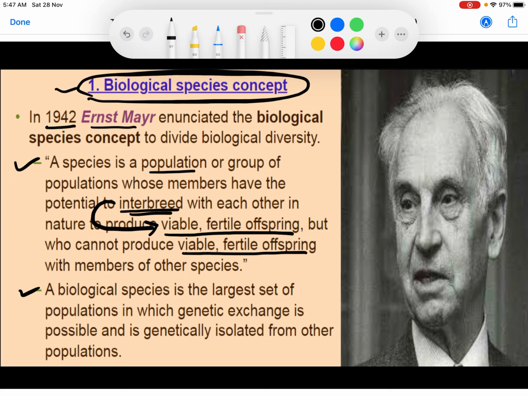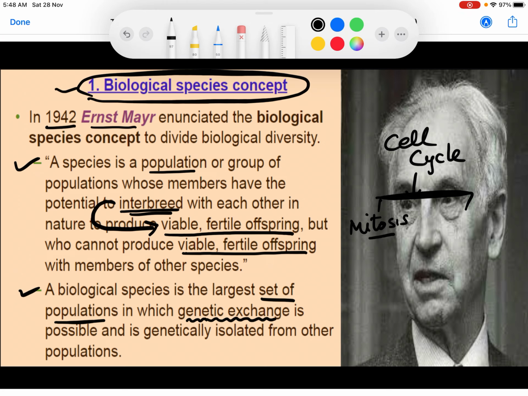Second point, the biological concept of the species is the largest set of the population in which genetic exchange is possible. Now, what is genetic exchange? When two organisms are reproducing with each other, they are definitely exchanging genes between them. We know that according to the cell cycle, that is cell division, there are two types of cell division. One is mitosis and the other is meiosis.